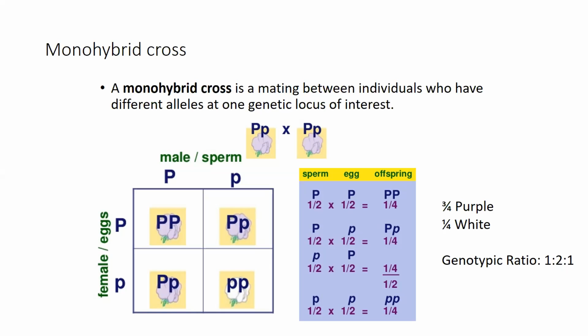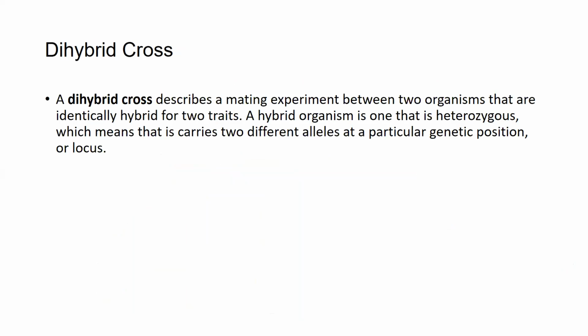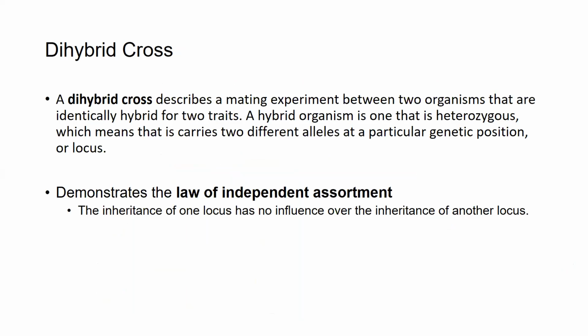Great. Okay. So a dihybrid cross is essentially like a monohybrid cross, but you're looking at 2 different genes, okay? In this case, that is essentially what I have written down. It's looking at it for 2 different traits. This is the cross that allows us to visualize the law of independent assortment, that the inheritance of one locus has no influence over the inheritance of another, okay?